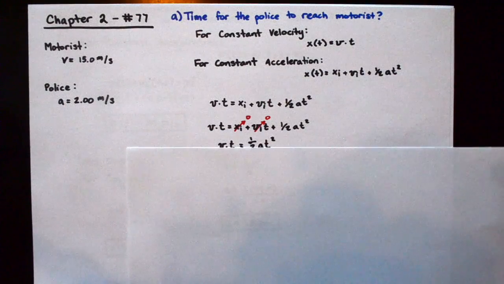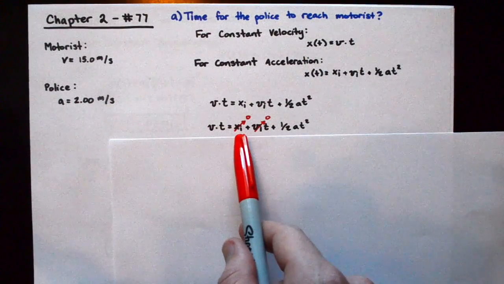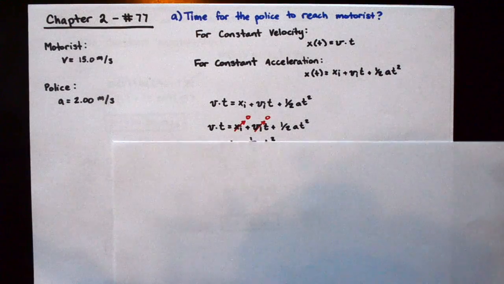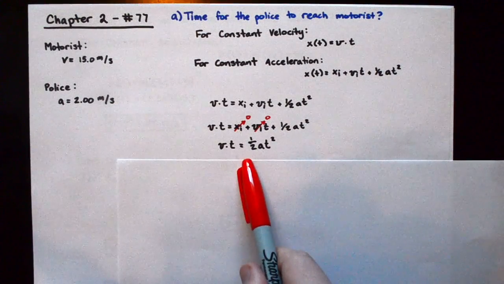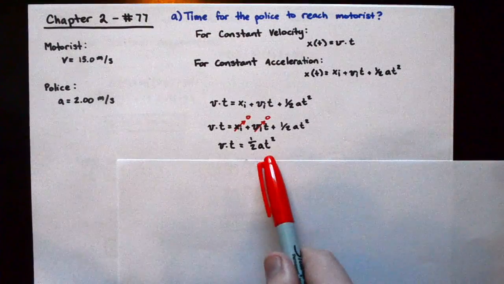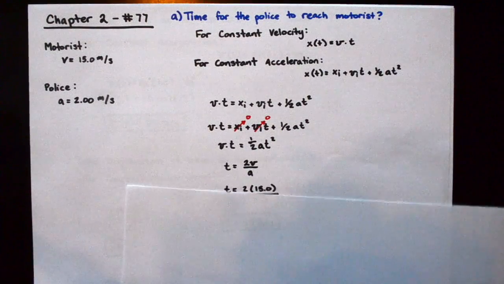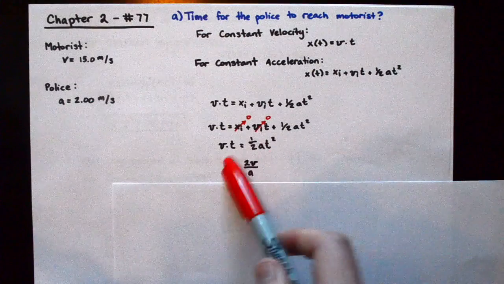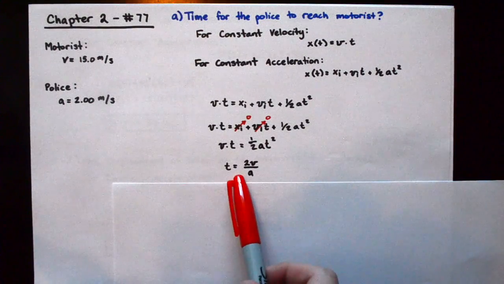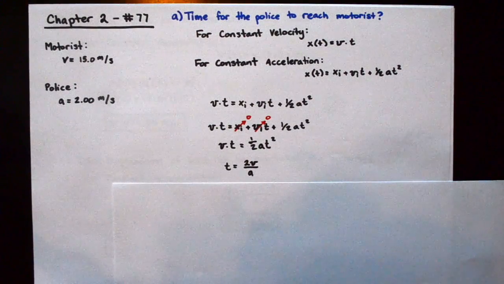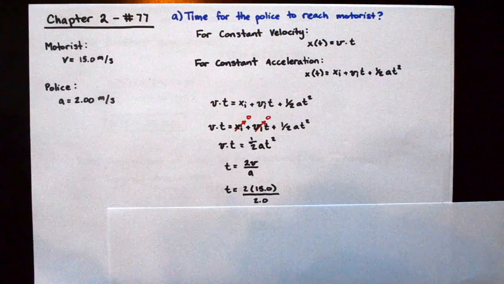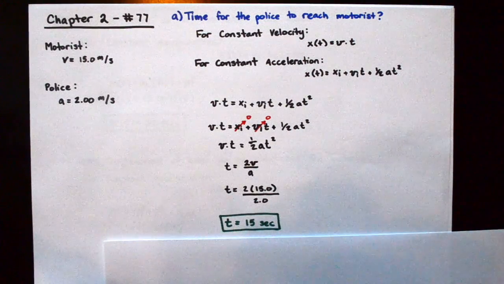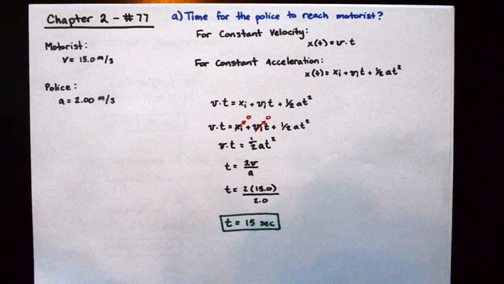So when we do this, we know that the initial position is 0, the initial velocity is 0. So what we actually have is the velocity times time equals 1/2 the acceleration times time squared. So bring the velocity to the other side and separate the t's to get t equals 2 times the velocity divided by the acceleration. And when you plug that in, you get 2 times 15 divided by 2, which equals 15 seconds is the total time for the police officer to reach the motorist.